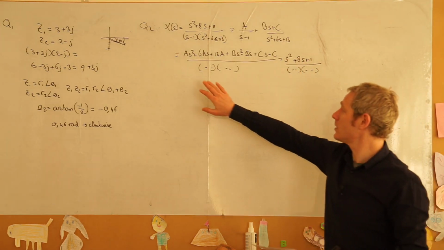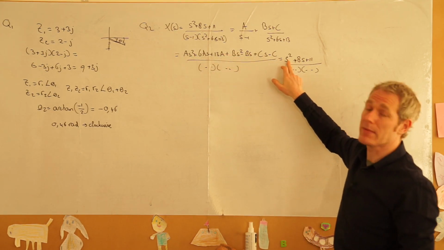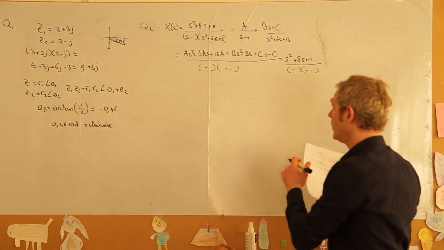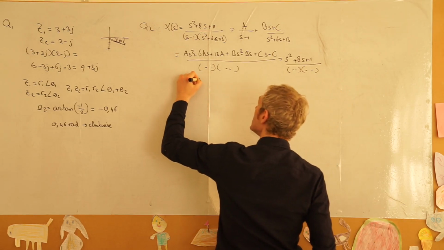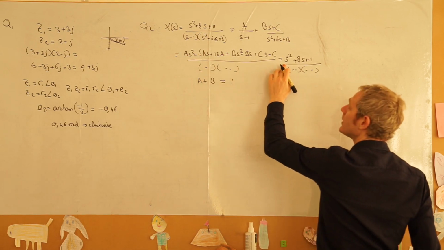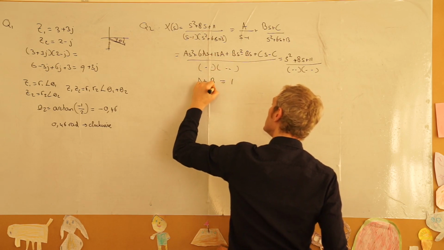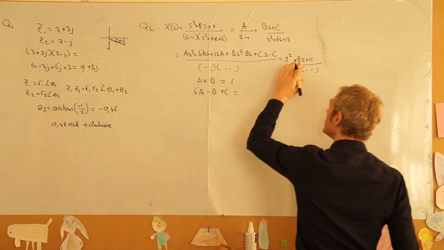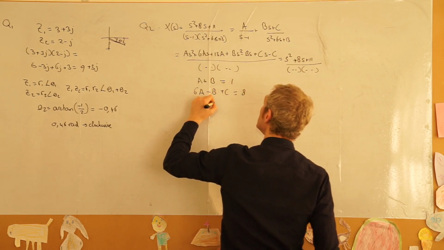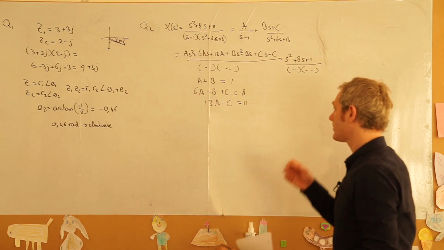And this has to equal s squared plus 8s plus 11 over that same denominator, which gives us three equations because we have coefficients for s squared, and they have to match the ones on the right. The coefficients for s and the constants all have to match up. So As squared plus Bs squared must equal 1s squared. Then we have 6A minus B plus C equals 8. And we have the constant coefficient, 13A minus C, is equal to 11.